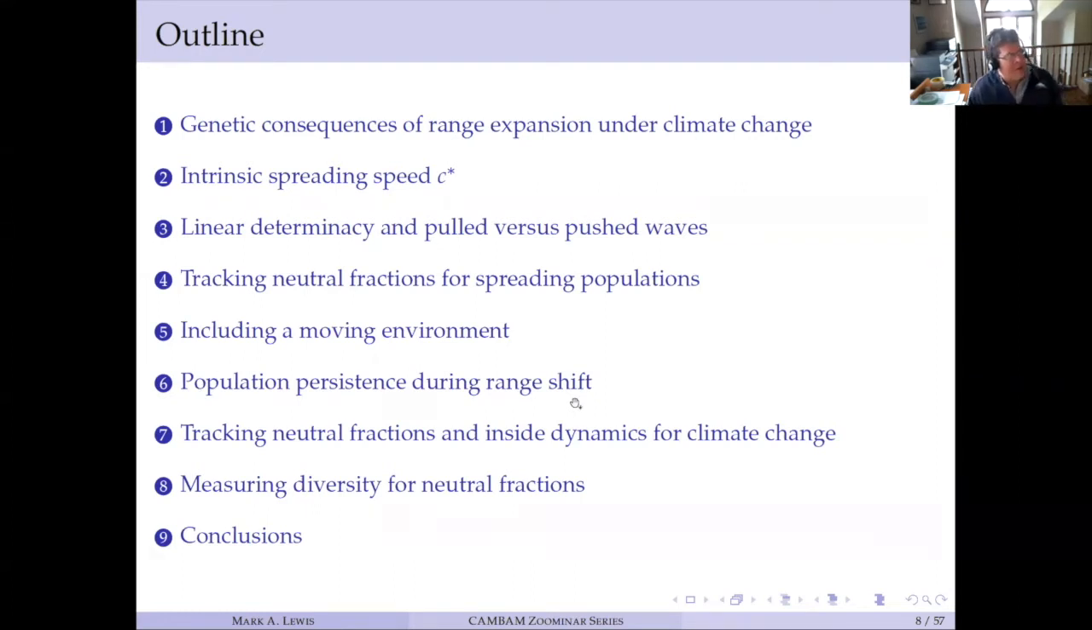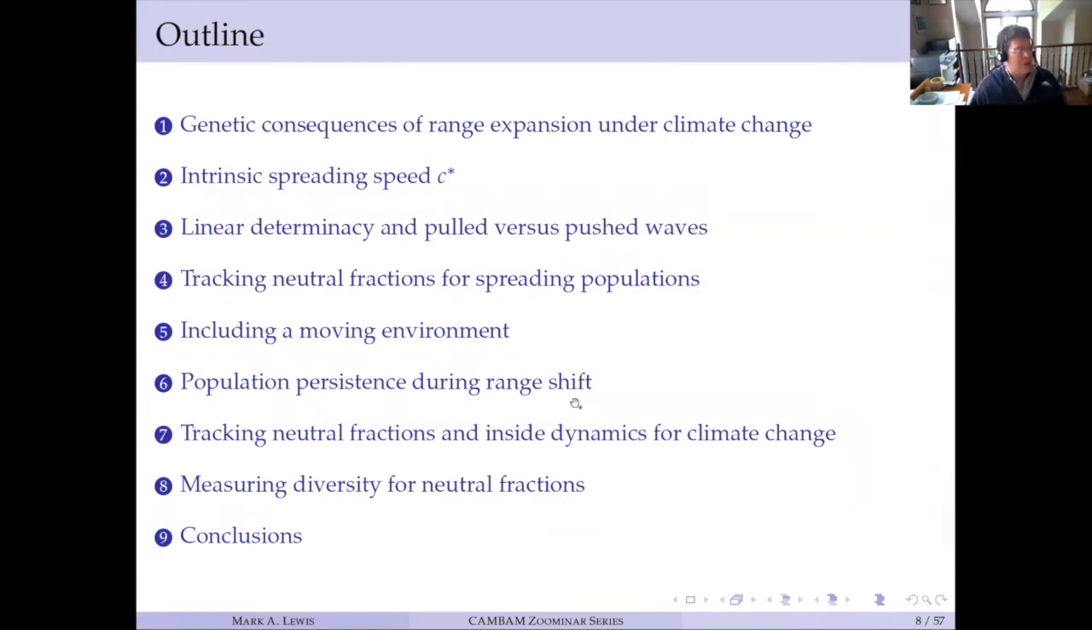And then in part 4, I'll talk about tracking neutral fractions for spreading populations. So I'll look at a particular kind of genetic model that assumes that the gene fractions are neutral in that they don't confer a selective advantage or disadvantage, but they're simply markers that are getting rearranged by this population spread.